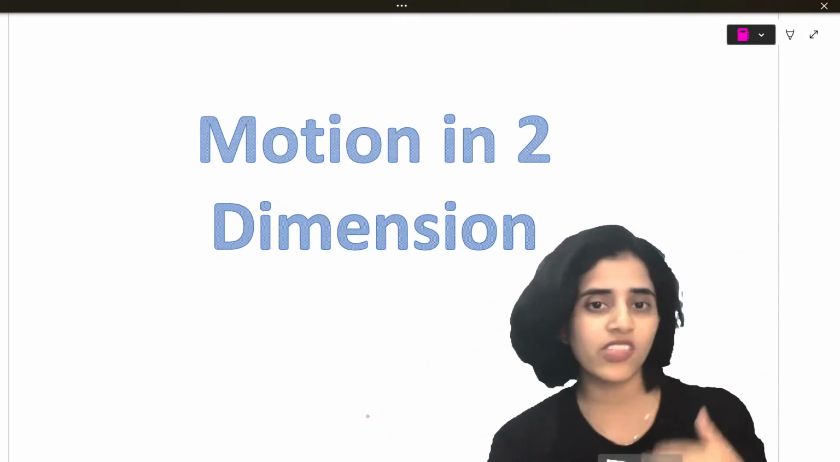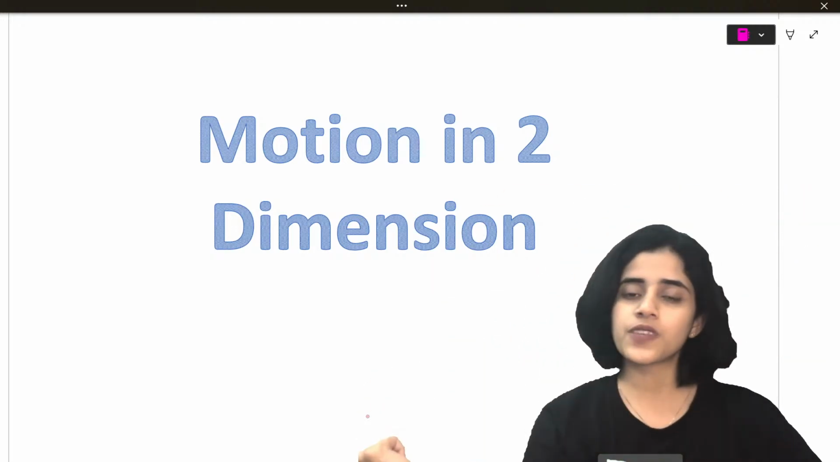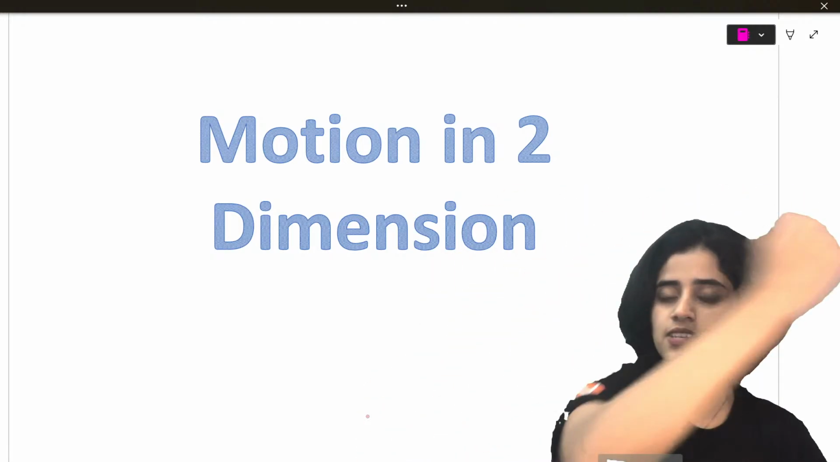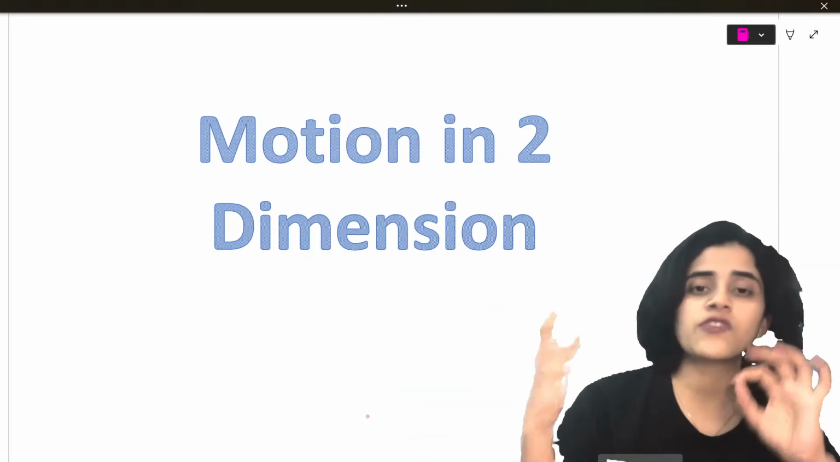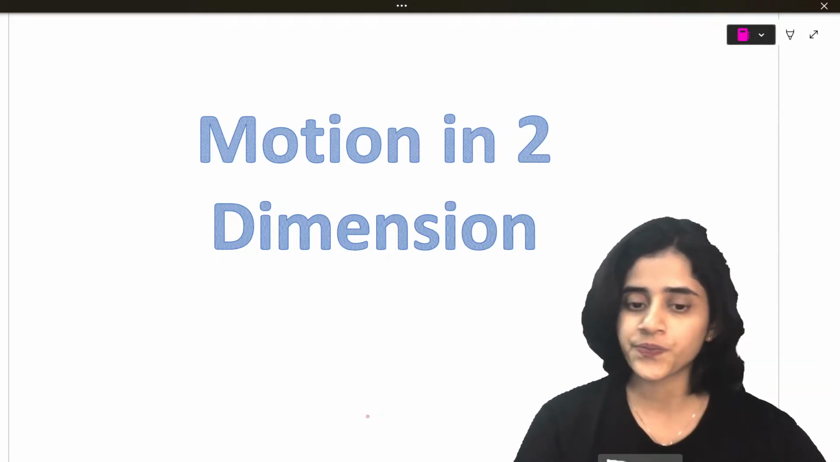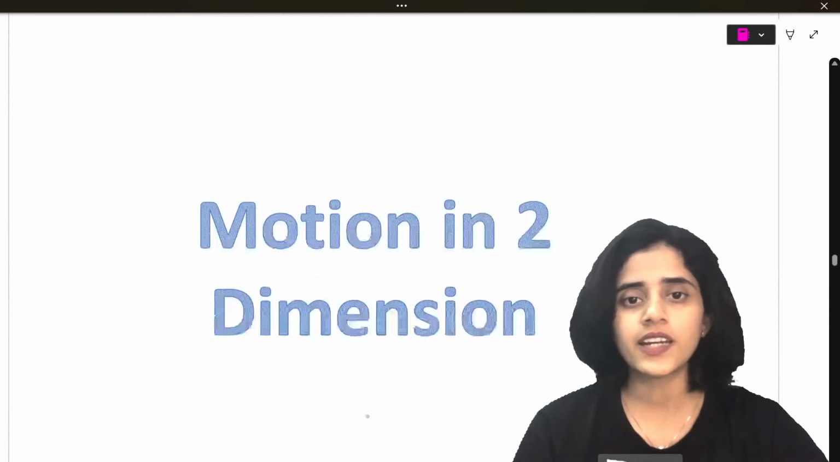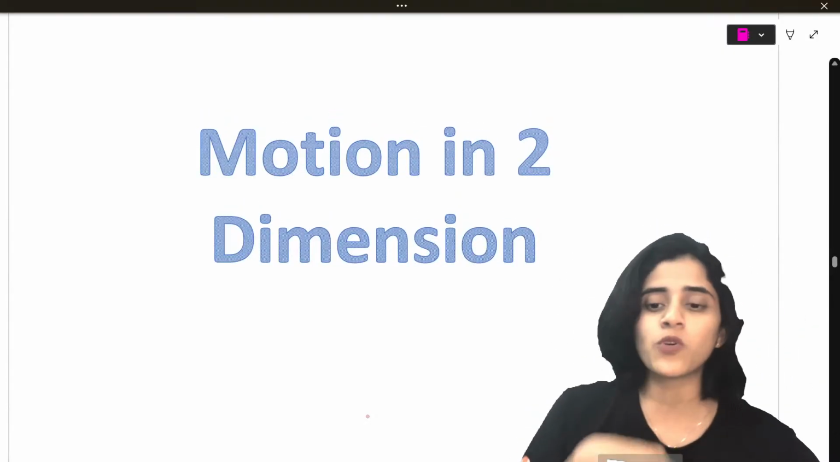Same thing for javelin throw. How does a javelin go? Like this, no? So it's moving forward, x-axis. It's also moving up and down, y-axis. So if something moves in 2 dimensions, that's called motion in 2D. I should have put some pictures, I'm sorry, but that is motion in 2D. If something moves in 2 axes.